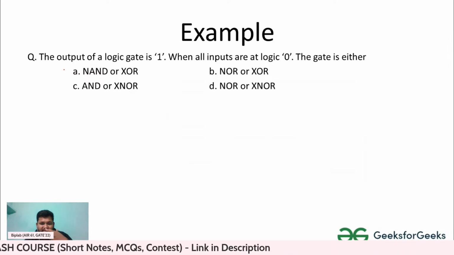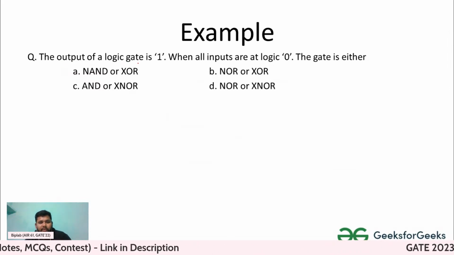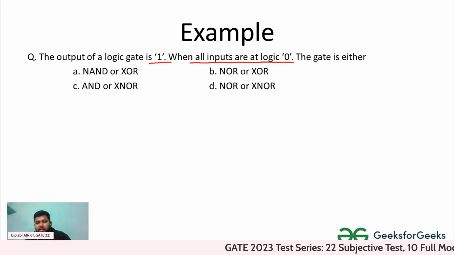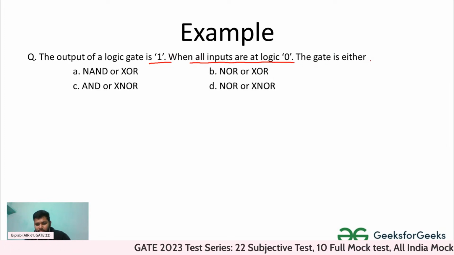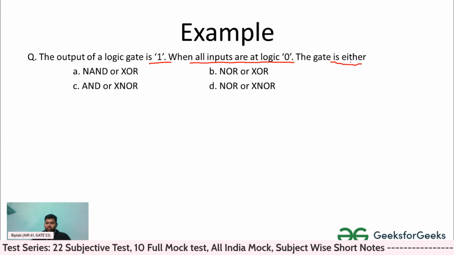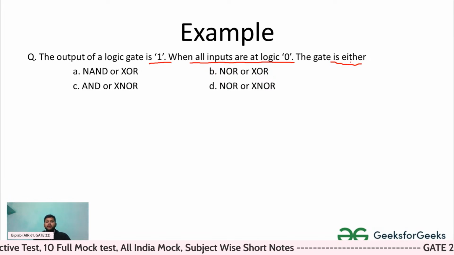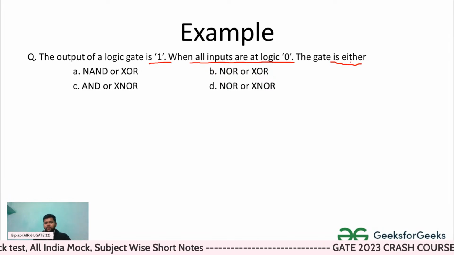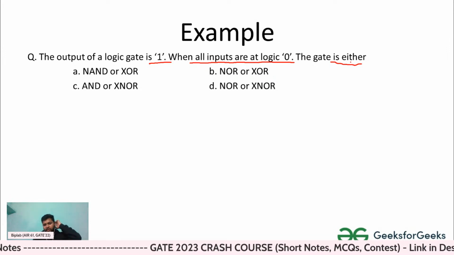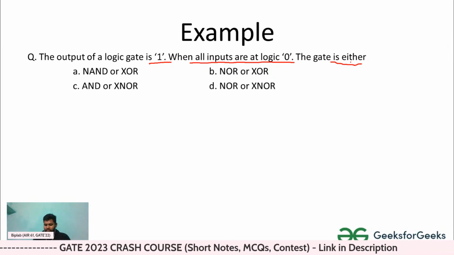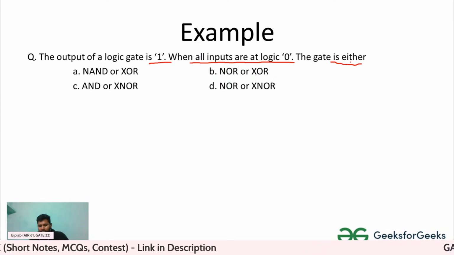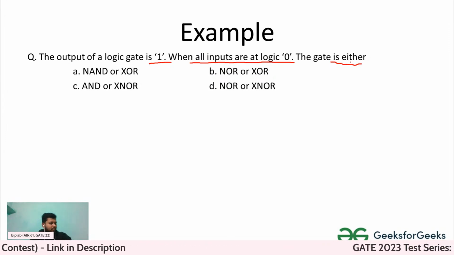So let's look at this question. The output of a logic gate is 1 when all inputs are at logic 0. So what can be the gates? Anyone can come up with this answer. I think this is a GATE previous year question. Anyone?